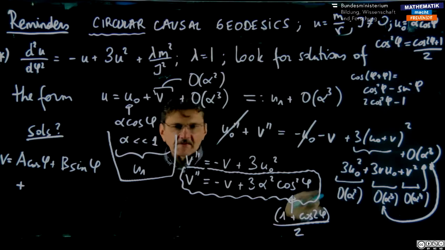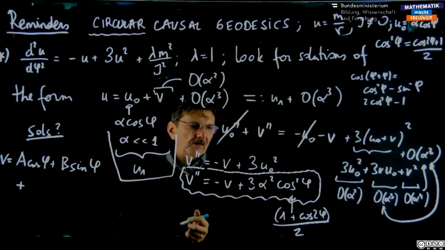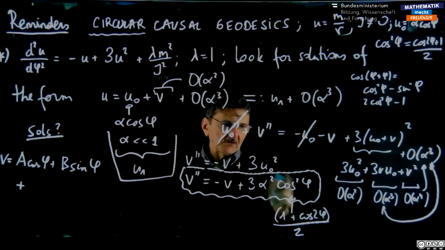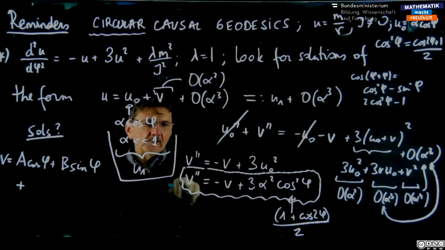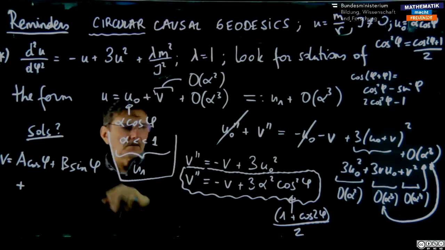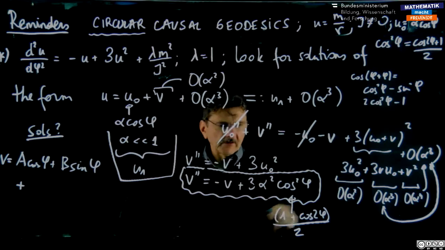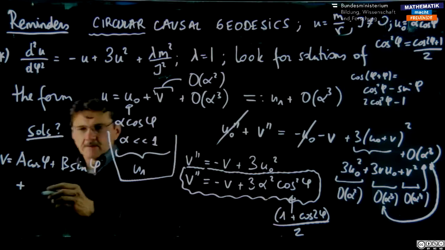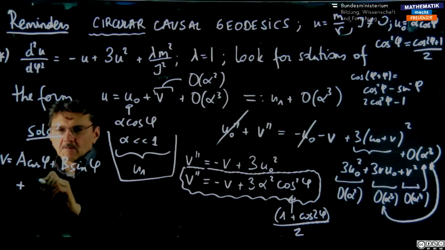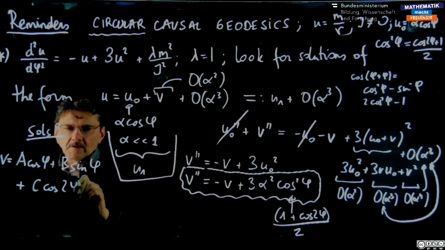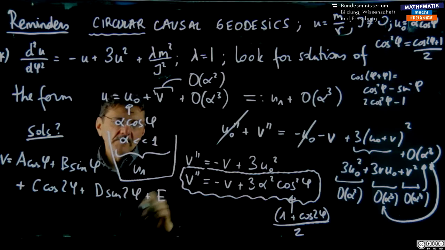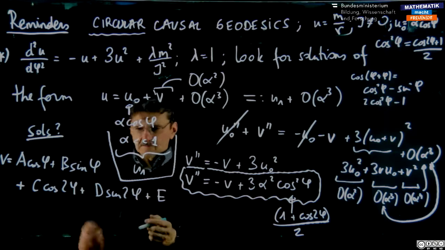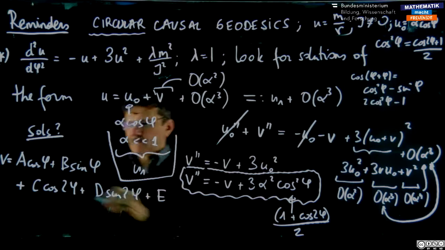Well, so decomposing this now in exponentials is trivial, right? Because it's e to the i phi and e to the minus i phi. And so the frequencies that you get are 2 and 0, while the eigenfrequency of this problem is 1. So there are no resonances. So you just write a solution as a linear combination, C cos 2 phi plus D sine 2 phi plus a constant E, and you just now find the constants so that it works.